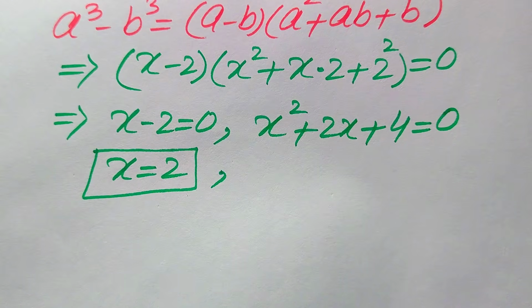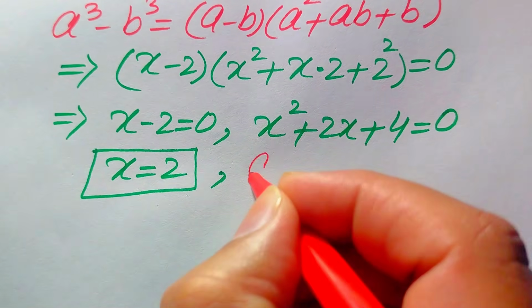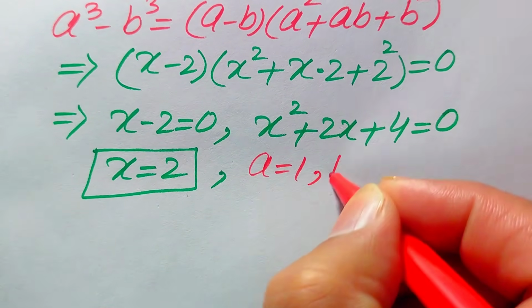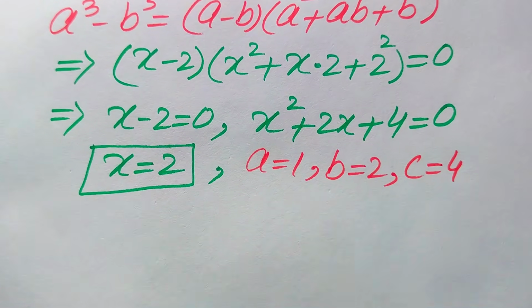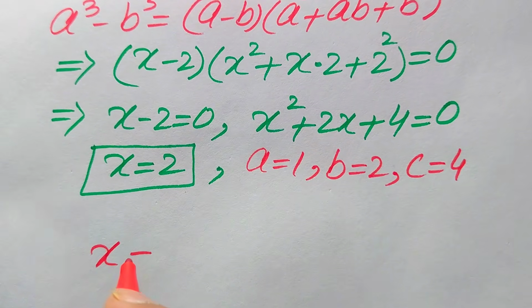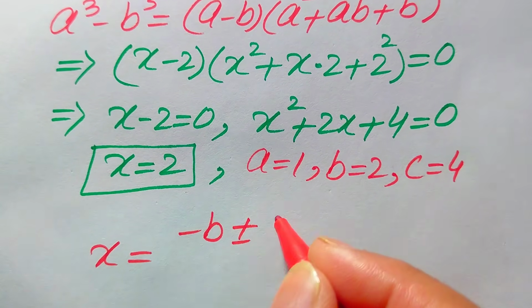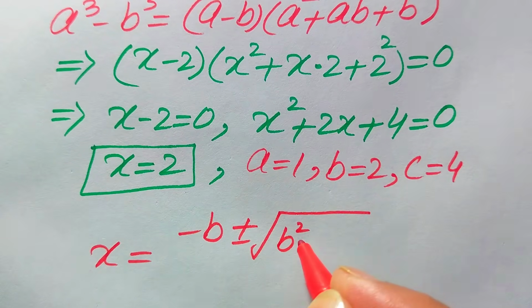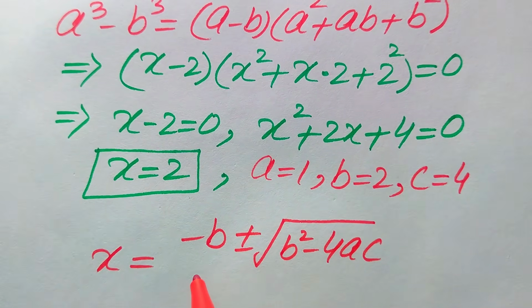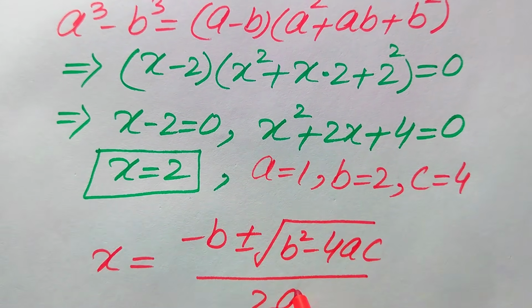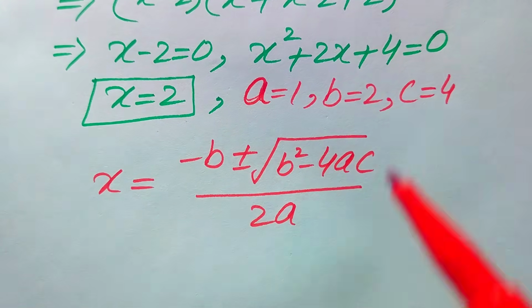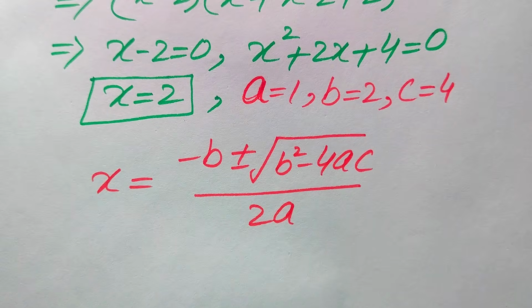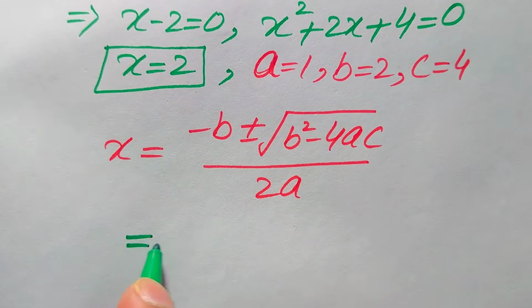For this we first write the coefficients of this equation, and its coefficients are a equals 1, b equals 2, and c equals 4. And we state the quadratic formula as x equals minus b plus minus square root of b square minus 4 times ac, divided by 2 times a. So here we need to substitute all the values of a, b, and c in this nice formula. After that it will be written in this form.